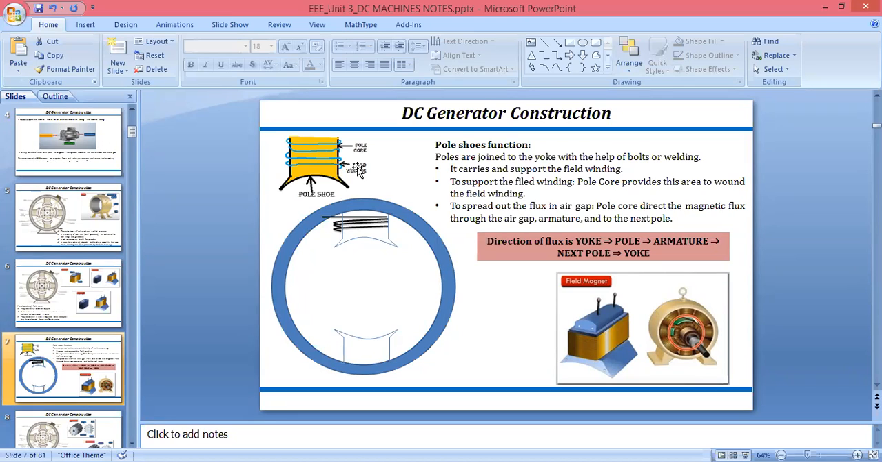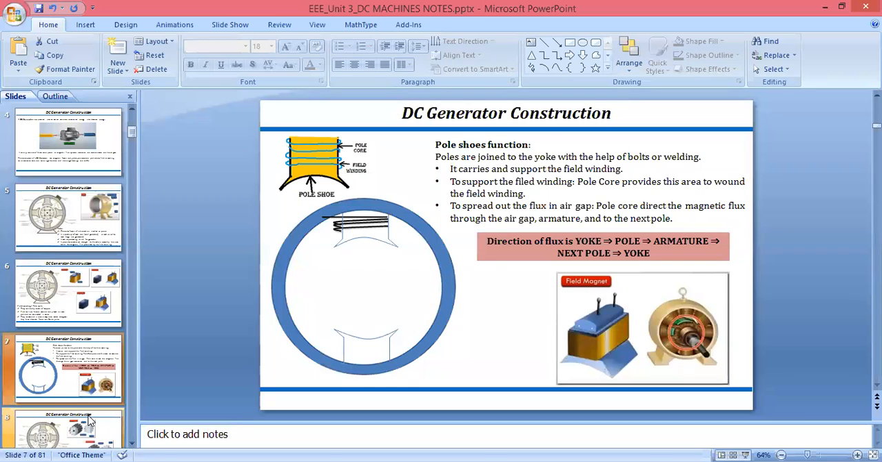So what we are doing here, we are using poles that can be connected with this yoke, and to spread out the flux in the air gap, pole core directly introduces magnetic flux through this air gap, armature and to the next pole. मतलब यहाँ पे जो armature है, यहाँ पे जो commutator है and the next pole है, there will be introduction of the magnetic flux, and as magnetic flux gets introduced, EMF will get induced. So this is the construction of yoke.